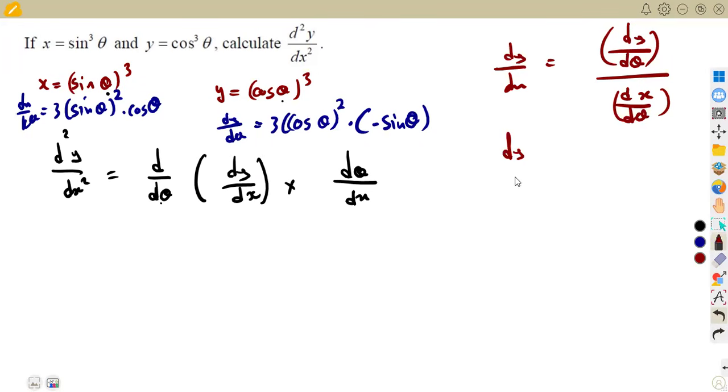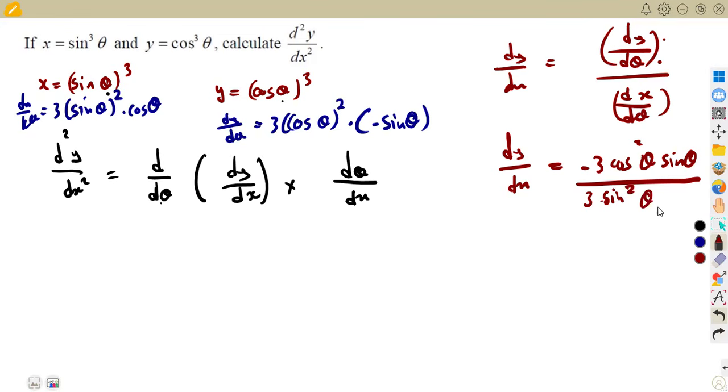The derivative of y with respect to x is going to be dy/dθ. We got this answer. So you're going to have negative 3 cos theta squared, which is same as cos squared theta, times sine of theta, over dx/dθ. The dx/dθ, we simplified this before, all right? We got 3 sine squared theta cos theta. All right, so this is what we have.